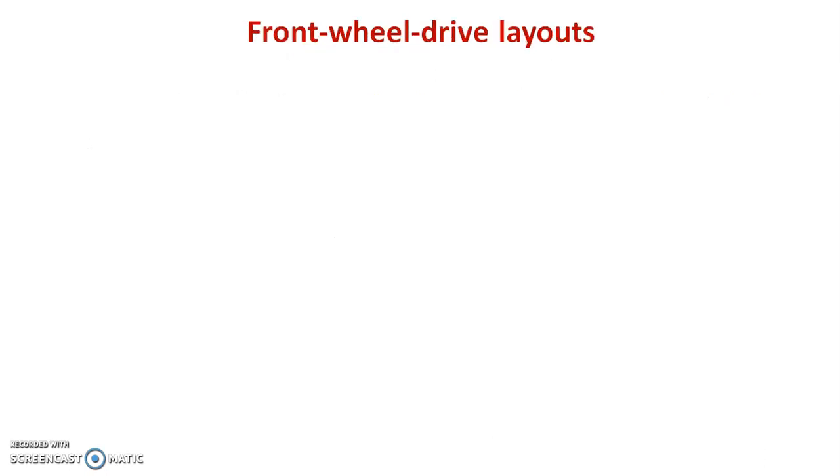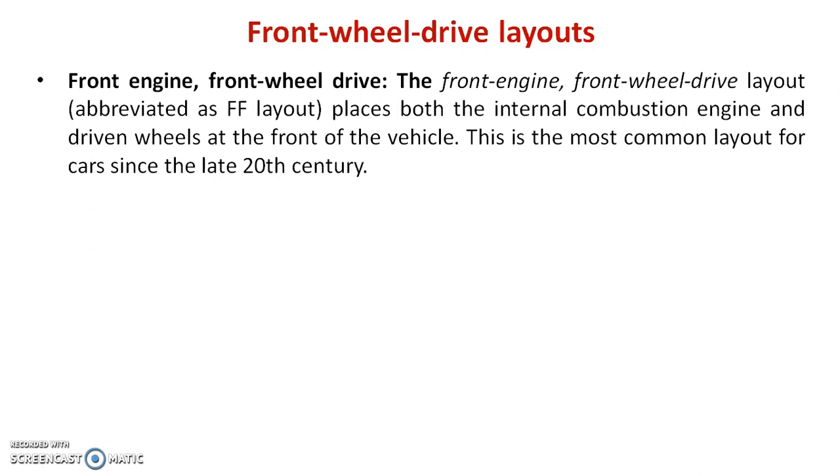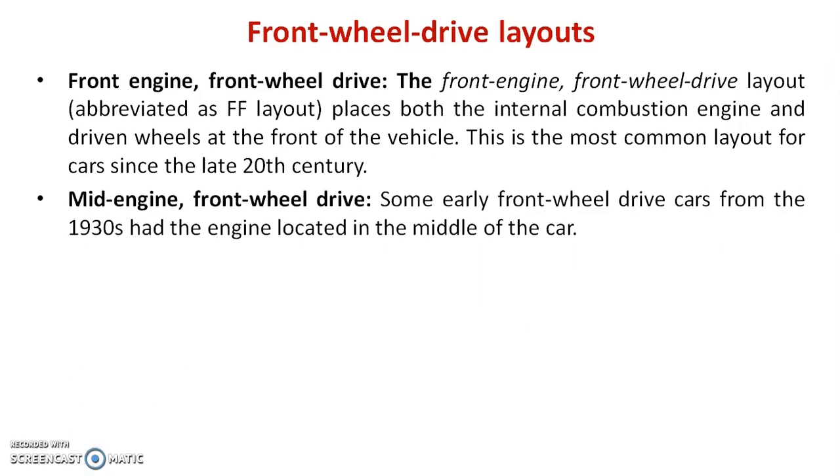In general, there are certain categories again of front wheel drive layouts. What are these? Front engine front wheel drive. The front engine front wheel drive layout, which is abbreviated as FF layout, places both the internal combustion engine and driven wheels at the front of the vehicle. This is the most common layout for cars since the late 20th century. Mid-engine front wheel drive. Some early front wheel drive cars from the 1930s had the engine located in the middle of the car.